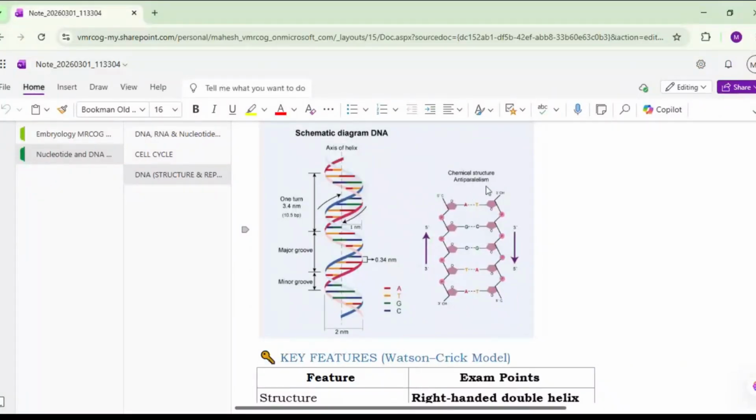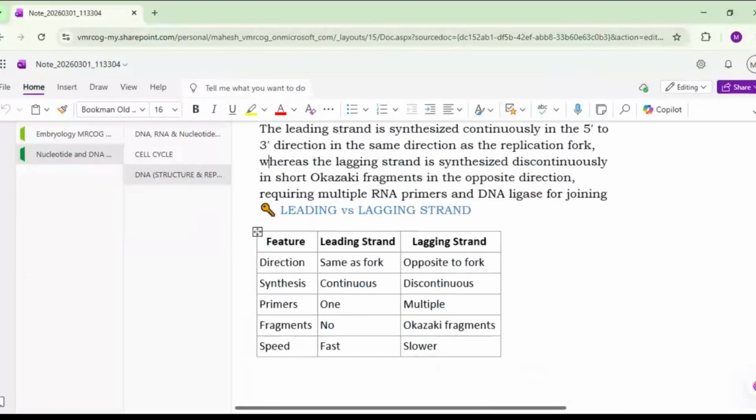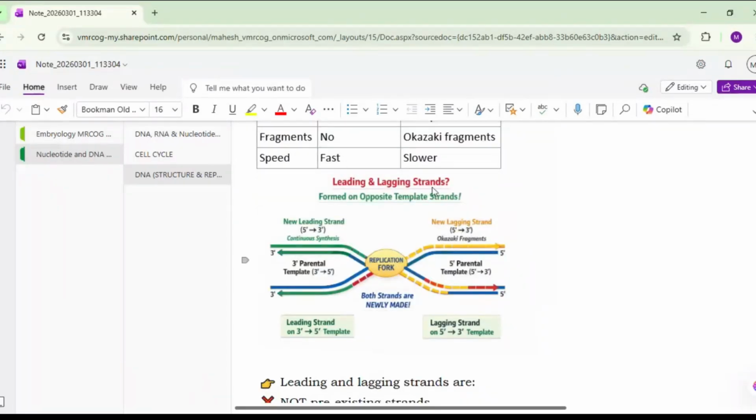continuous way, and the other will not form in a continuous way, it will form in a discontinuous way. It will initially form some fragments, and some fragments, and these fragments will be joined by the DNA ligase. Okay, so that is called as Okazaki fragments, which happen in the lagging strand. Okay, so there is a leading strand and the lagging strand.